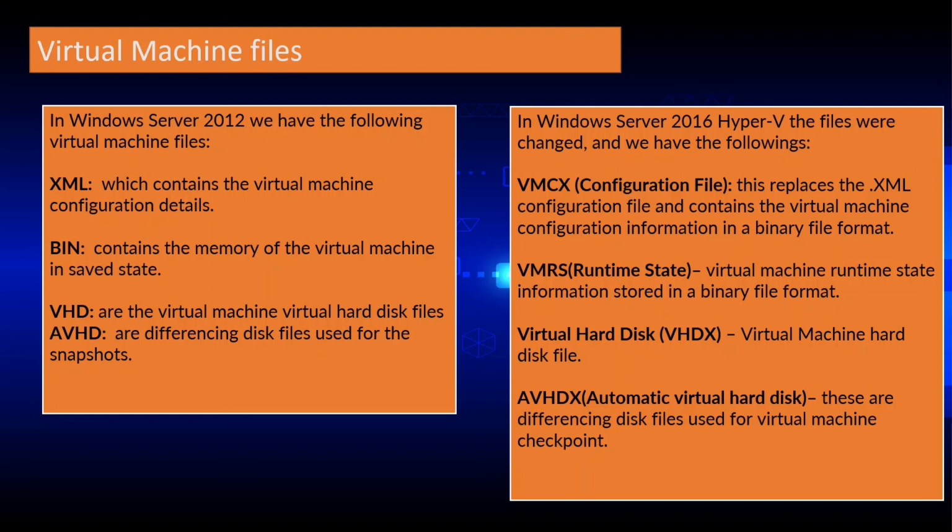Then we have got VHDX. VHDX is the storage file for a virtual machine in Windows Server 2016 and later versions. Earlier it used to be VHD, but VHDX has got more benefits over VHD in case of storage capacity and data read and write operations. Then we have got AVHDX. AVHDX is the snapshot file for a virtual machine. Earlier it used to be AVHD. Now in Windows Server 2016 and later versions, it is called AVHDX file.